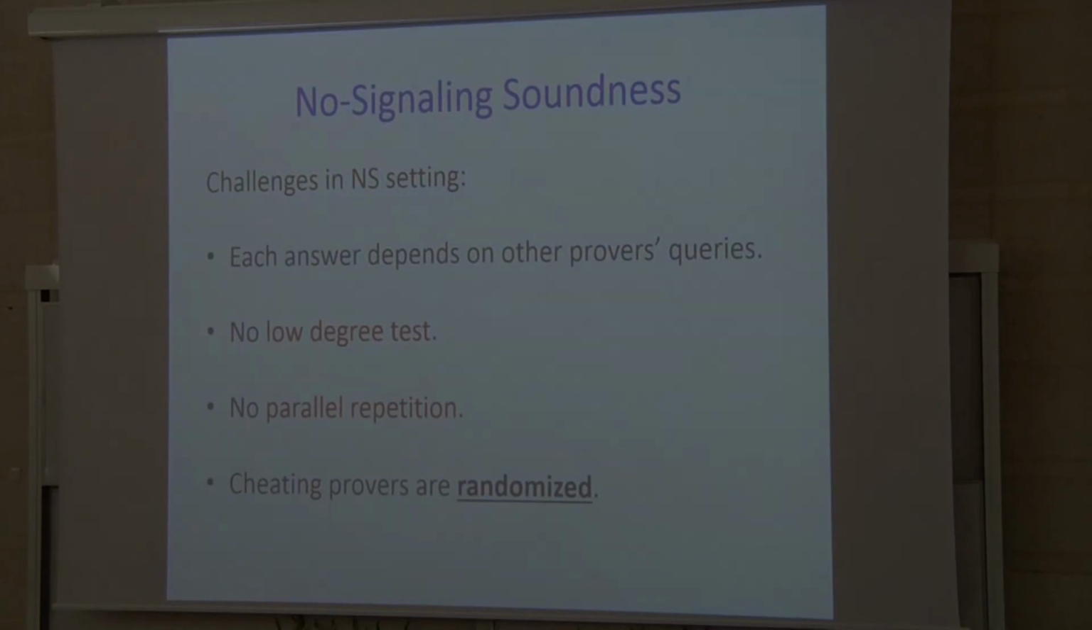Another problem is that there's no known parallel repetition for no signaling MIPs. It actually is known for 2 prover no signaling MIPs, this is due to Holenstein, but for 3 or more provers, it's not known. Lastly, another headache is that these cheating prover strategies are going to be randomized. In the classical setting, they could be randomized, but you can very easily just fix the randomness. So now we really have to deal with the fact that they're randomized.